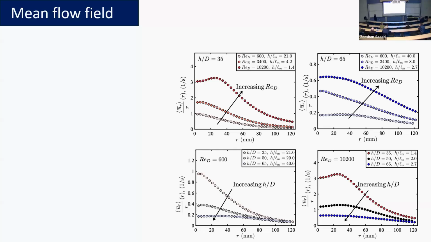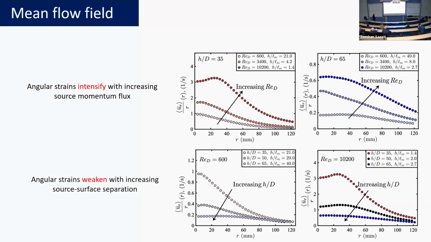Anyways, what you can see over here is that the angular strains intensify. You can see the values are increasing, but getting progressively smaller as I'm reducing the velocity of the jet at the source. Then the angular strains also weaken with increasing source surface separation. The source surface separation increases downwards, as shown by the arrows.